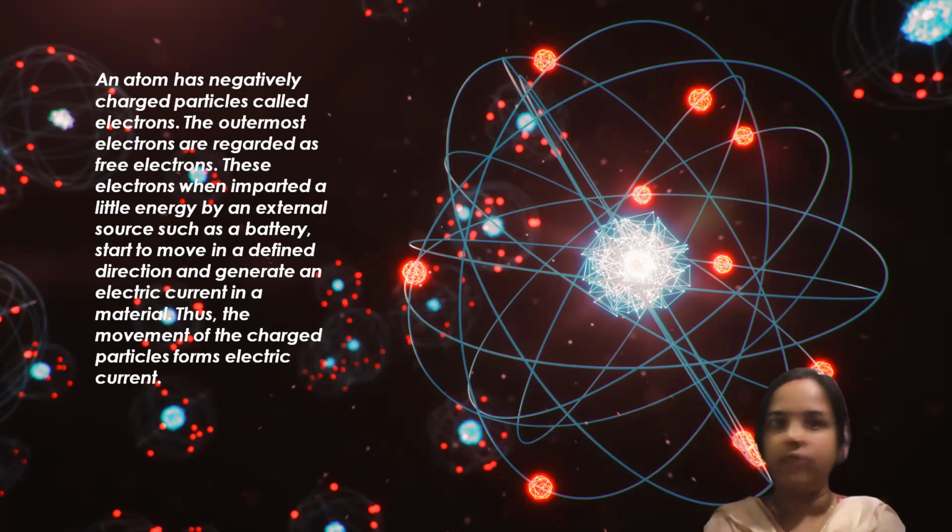Otherwise they are in random form. When they get the external energy, they get channelized and move in a definite direction. Okay, they follow a definite direction and generate electric current in a material. Thus, the movement of the charged particles forms electric current. Now, here comes another point: what is electric current?